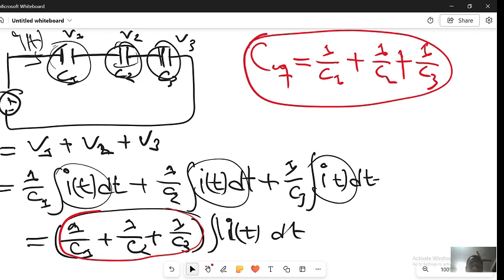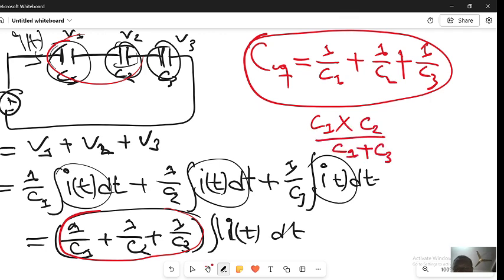We will realize that this one is the opposite of resistors. For resistors in series it will be this one. When we have only two capacitors, we know from resistors that it is C1 multiplied by C2 over C1 plus C2. Or if we have three, we'll use this one directly. If four, we'll also add 1 by C4. That is when we have capacitors in series and capacitors in parallel.